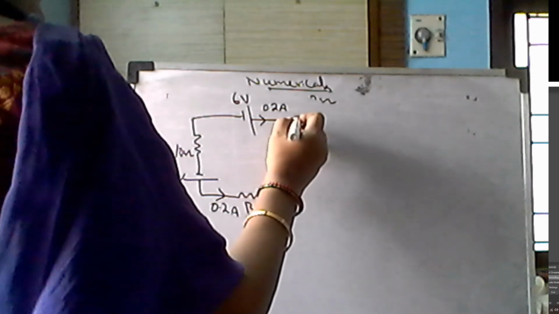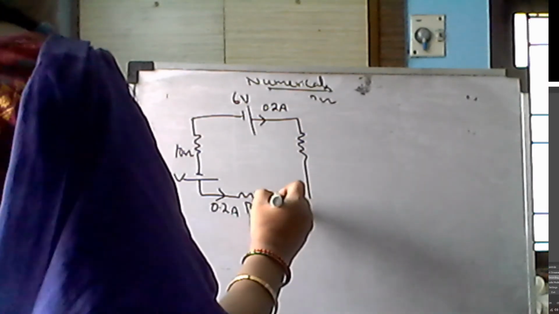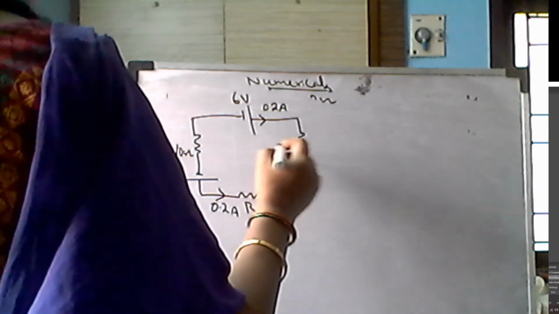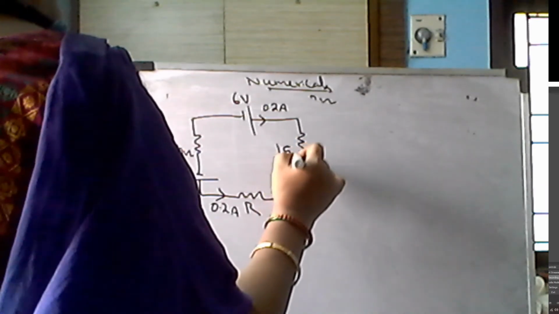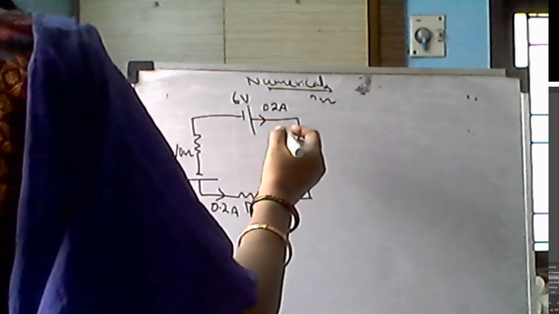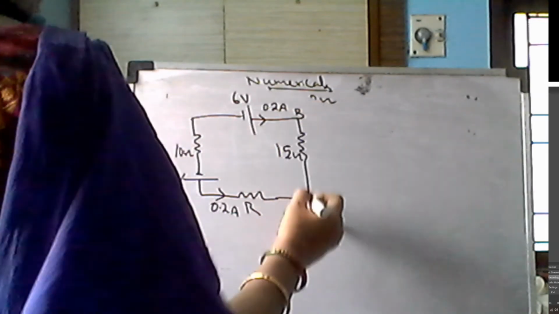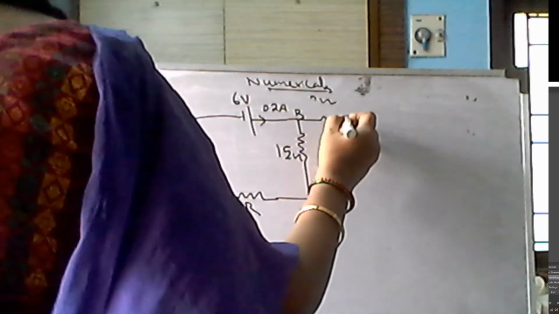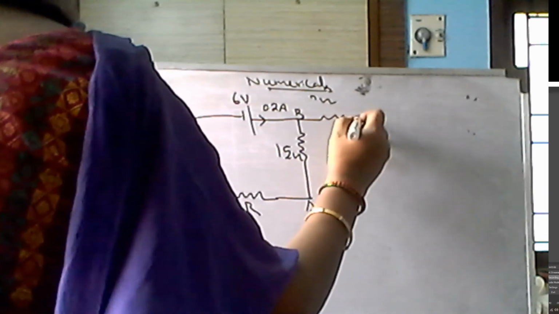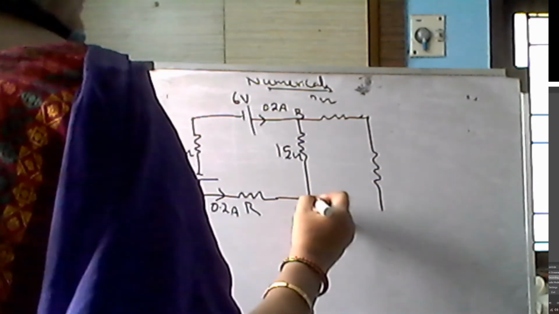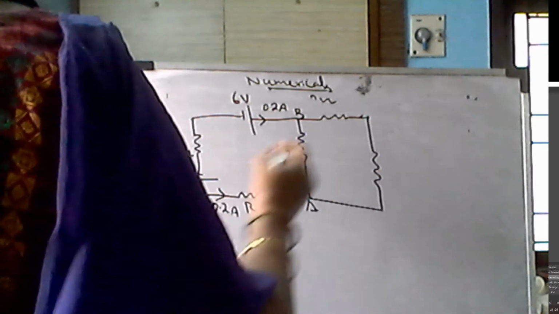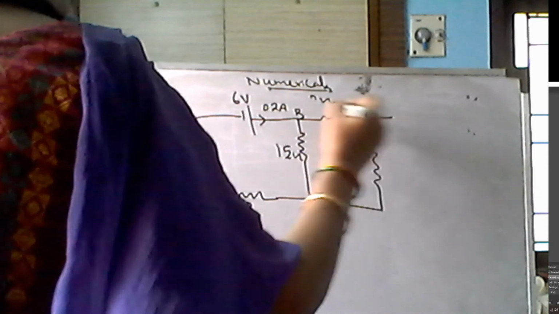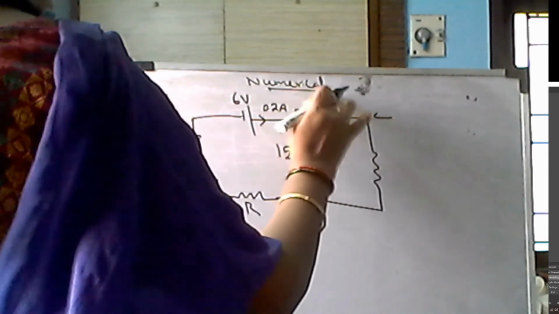Here also it is given as 0.2 ampere, and here one junction is given, and this resistance is 15 ohm. This point is B and A, and then here again another resistance, another resistance here, another resistance here. So this is C, B and A.